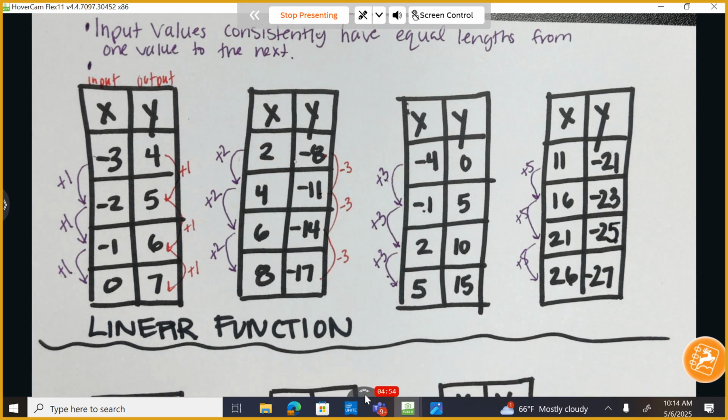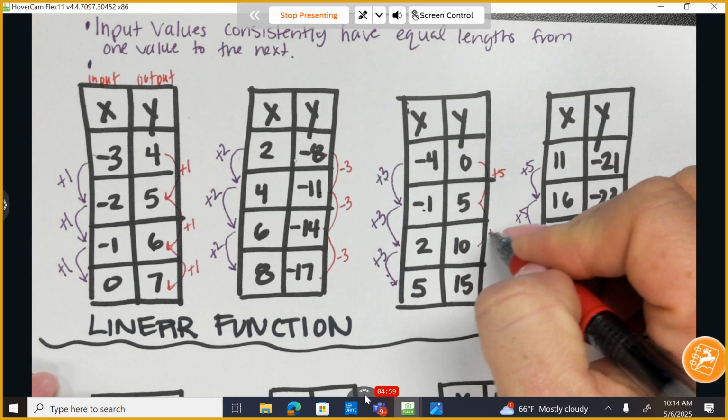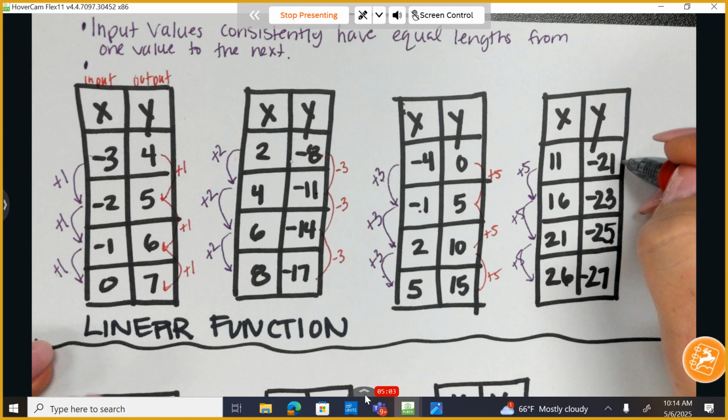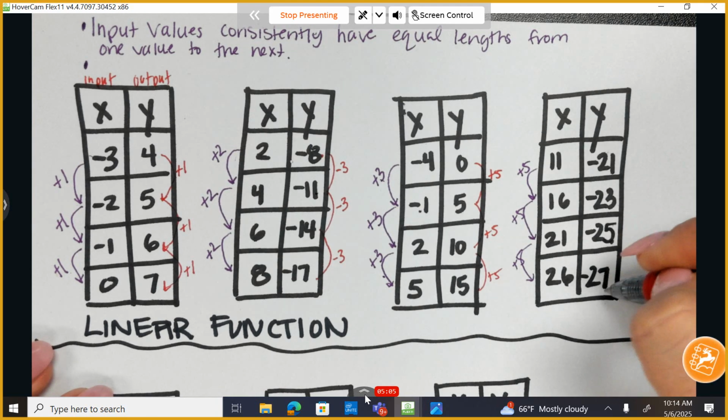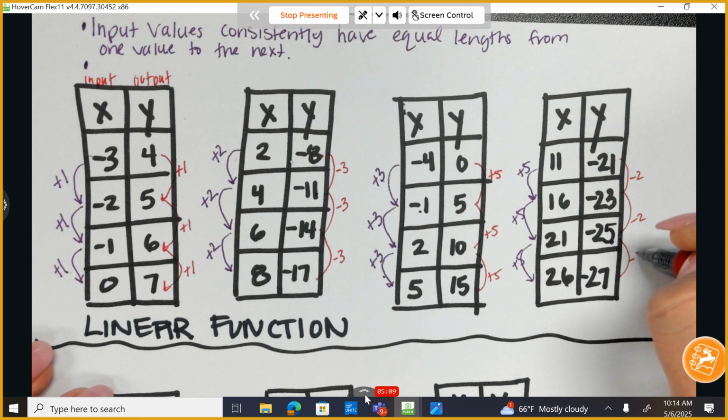All right, let's look over here. So here I am going up 5. I'm not going to write just 5, I need to say what's happening. I'm adding 5, and I'm adding 5. Lastly, I'm going down. I'm going to go down 2, and down 2.